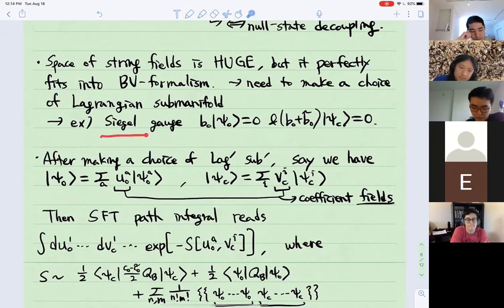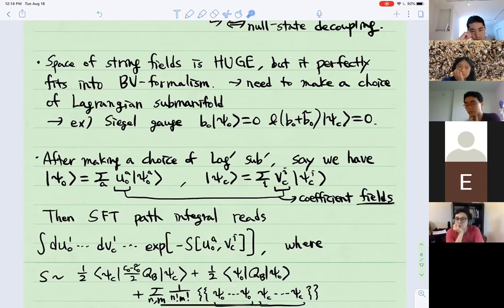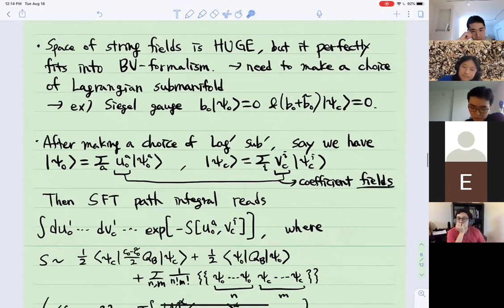So the usual worksheet computation corresponds to Siegel gauge, as I've already mentioned. When you impose that your fields must be annihilated by these zero modes of the B ghost, that's where you make the choice of the Lagrangian submanifold. Say you made some choice of Lagrangian submanifold, and you're left with some complete set of states for open and closed string. So any open string field and any closed string field can be expanded in terms of them.